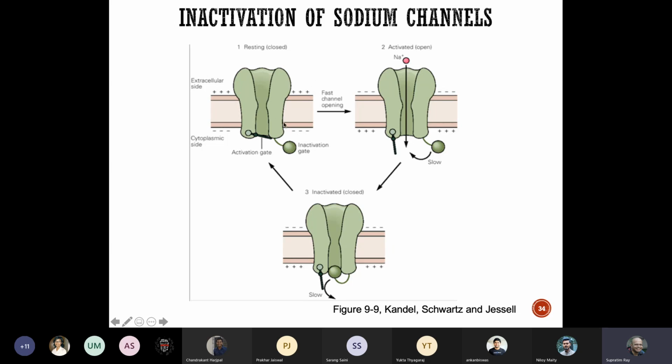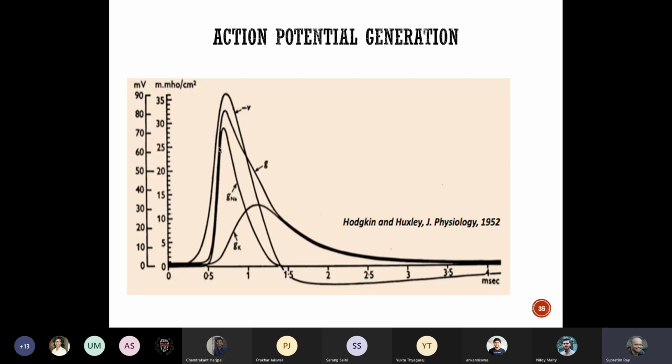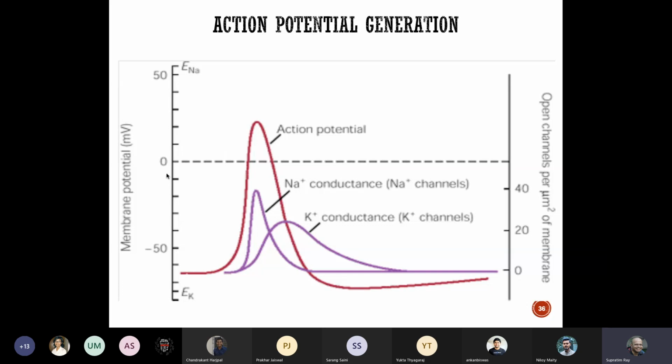This is the structure of a sodium ion channel. It has two types of gates: the activation gate that opens quickly when you depolarize the cell, and an inactivation gate which slowly comes and closes the ion channel, and then the sodium channel is inactivated. It will only get activated when the potential comes back to the resting membrane potential or below. Okay, and if you put all of this together, you can actually explain the generation of the action potential, which is what we did in the last class.